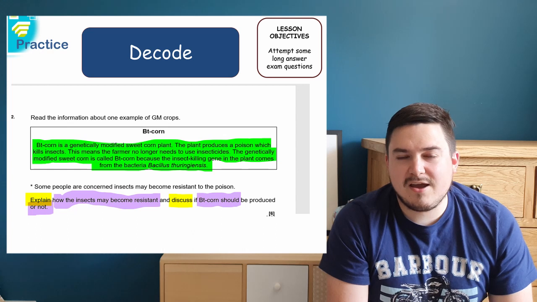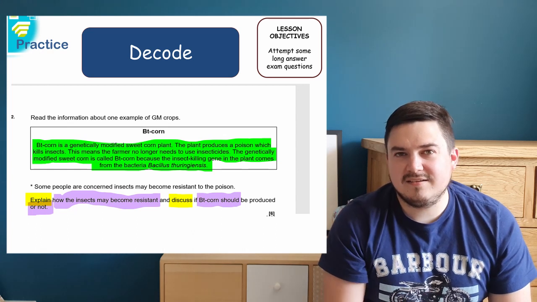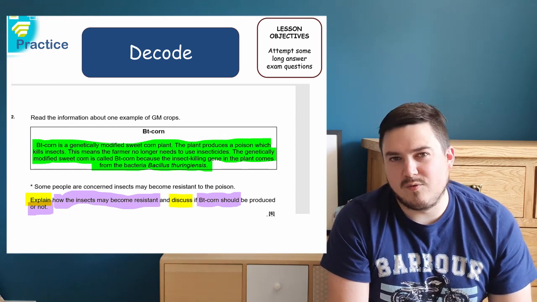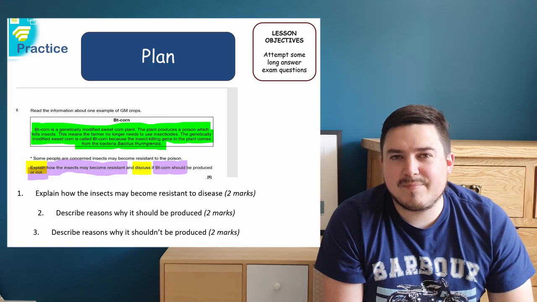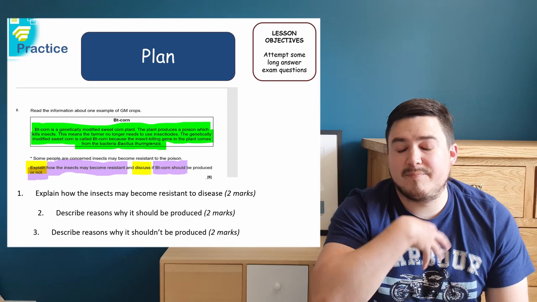So to break that down then, after decoding, our next step is to plan what we're going to do. There's 3 main steps to our plan here. We need to look at, first of all, how the insects might become resistant. We know that this generally happens in things like, we know how it happens in bacteria.